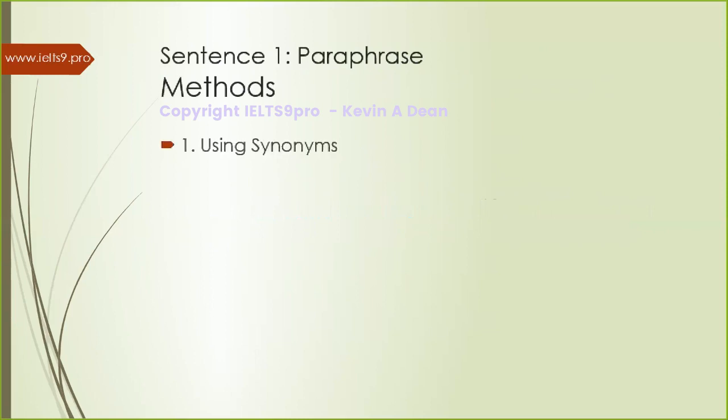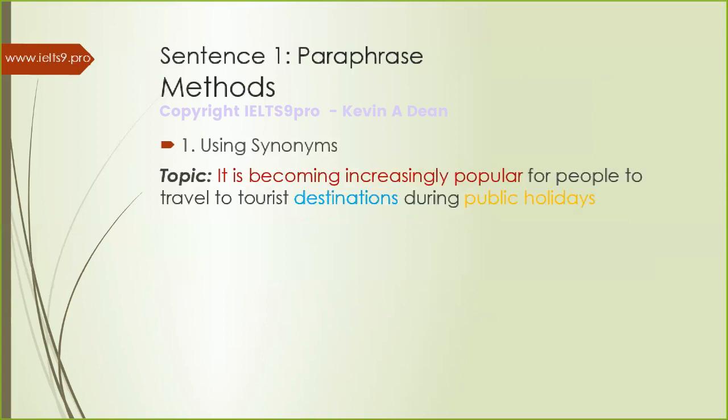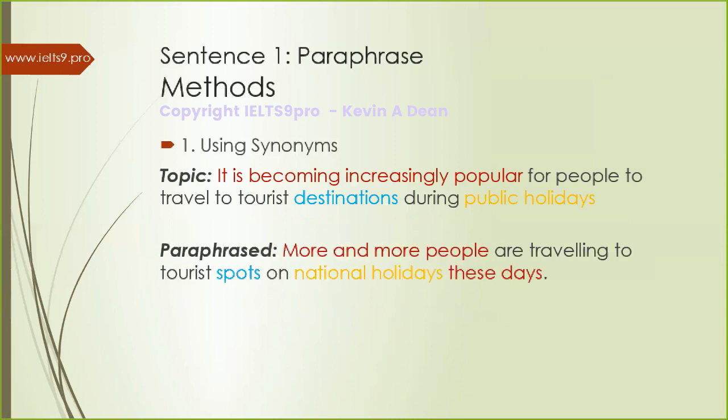So the first one, obviously, is synonyms. Now, I say this every day, a thousand billion million times. Well, once or twice. But still, people use synonyms incorrectly. They open a dictionary and they find some complicated word that they think is a synonym, but often it is not. If you're not 100% sure, don't use it. And you can see here a good example. So public holidays, national holidays, these days, more and more people.